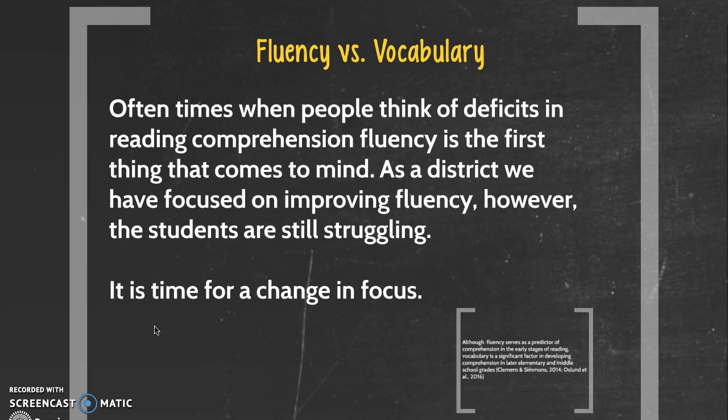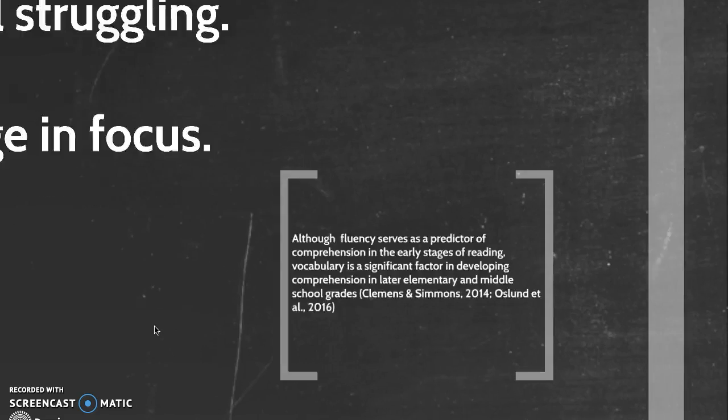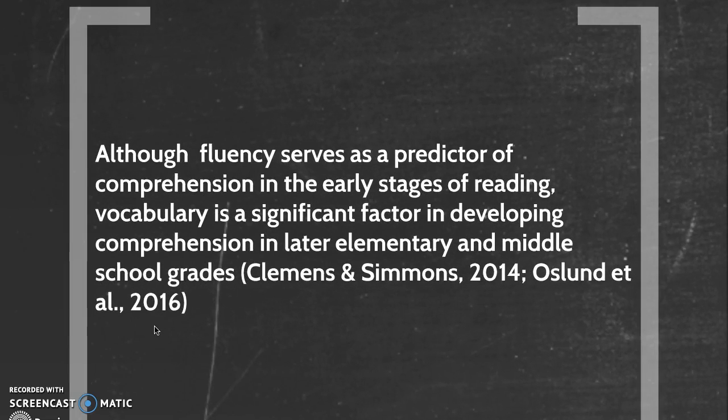So oftentimes when people think of deficits in reading comprehension, fluency is the first thing that comes to mind. As a district, we have focused on improving fluency. However, the students are still struggling. So that means it is time for a change in focus. According to Clemens and Simmons, although fluency serves as a predictor of comprehension in the early stages of reading, vocabulary is a significant factor in developing comprehension in later elementary and middle school grades.